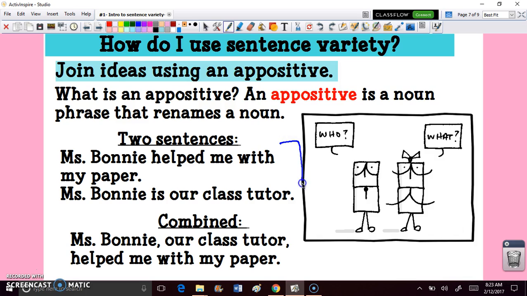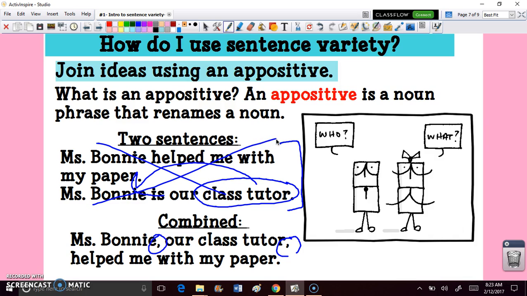So you can do that with these two sentences here. Miss Bonnie helped me with my paper. Miss Bonnie is our class tutor. Class tutor is who Miss Bonnie is. This could become the appositive. Miss Bonnie, comma, our class tutor, comma, helped me with my paper. So there you've taken two sentences and you've revised them into one more complex sentence.